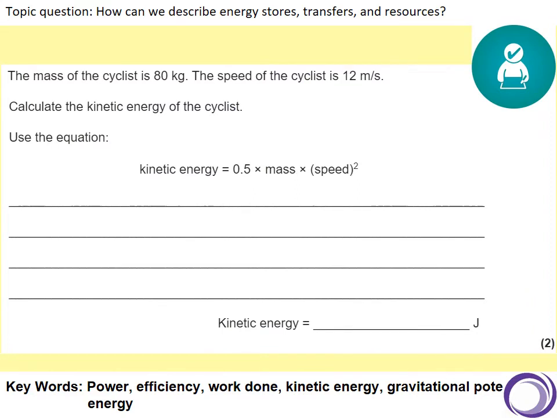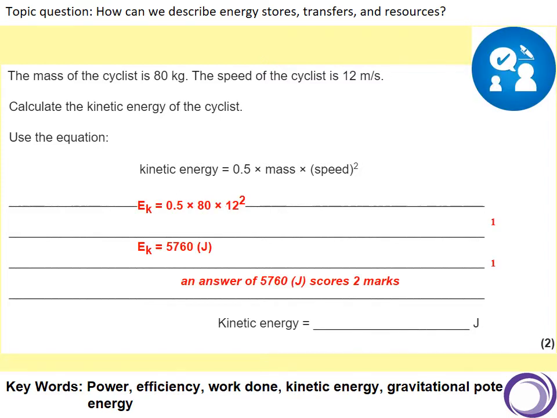So here is an example question. We're giving you the equation to use, so you just need to practice using it correctly. So the mass of the cyclist is 80 kilograms. The speed of the cyclist is 12 metres per second. Calculate the kinetic energy of the cyclist using this equation. So you need to decide which number is your mass and which number is your speed. Just remember, don't forget about that square. Pause the video now, get your calculator, have a go at this question, and then play it again when you are ready to see what the answer is.